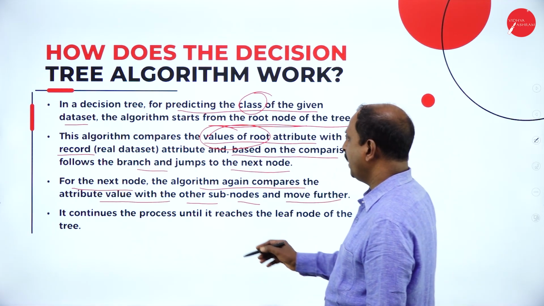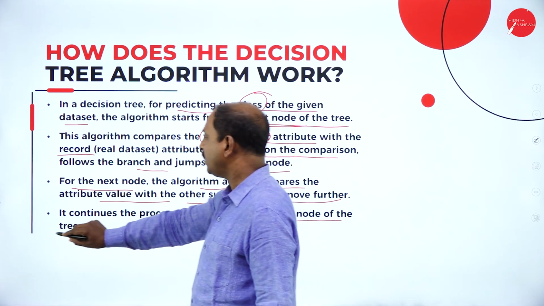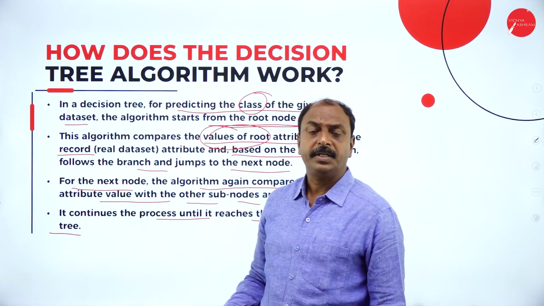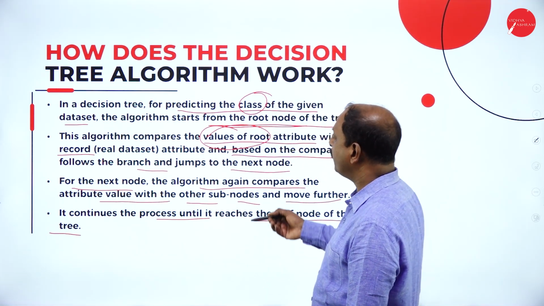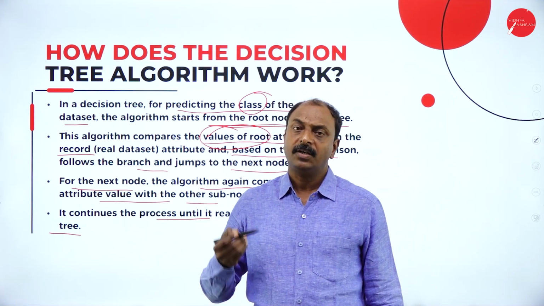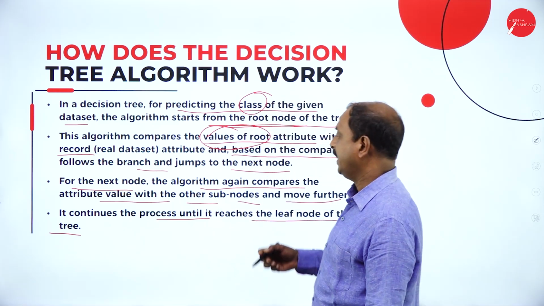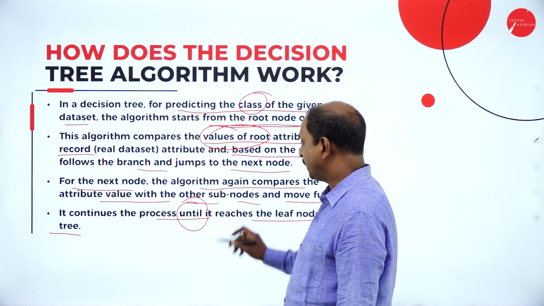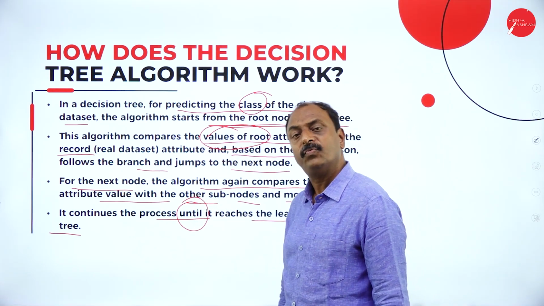Next point is, it continues the process until it reaches the leaf node of the tree. It means the same algorithm continues till we get the result for that particular problem, or till we get a solution. It keeps on checking the attribute values along with the values in the data set and expanding the tree into a number of branches until we get the result or reach the goal. This is how it functions.